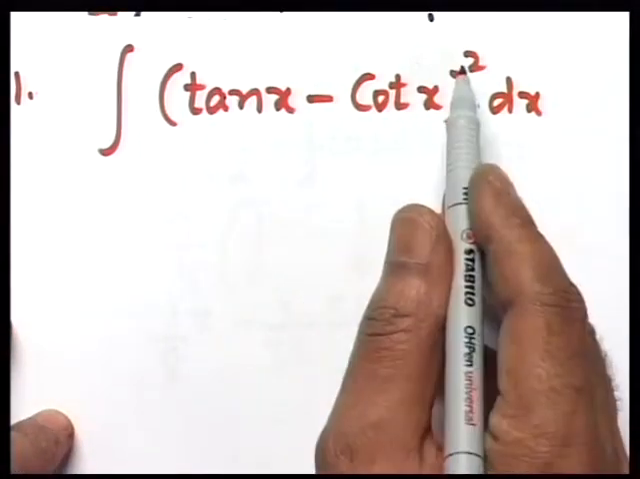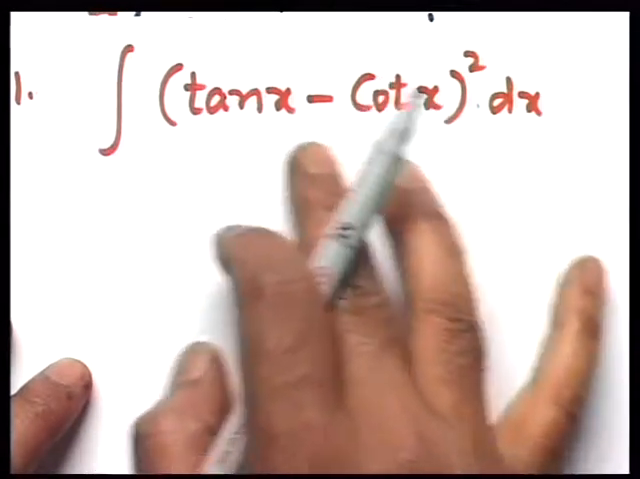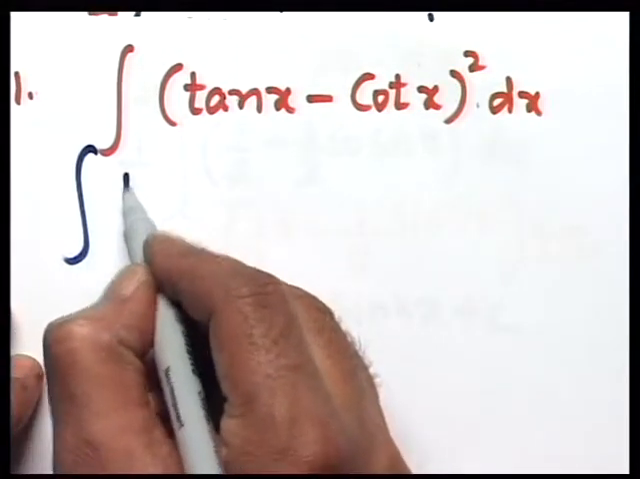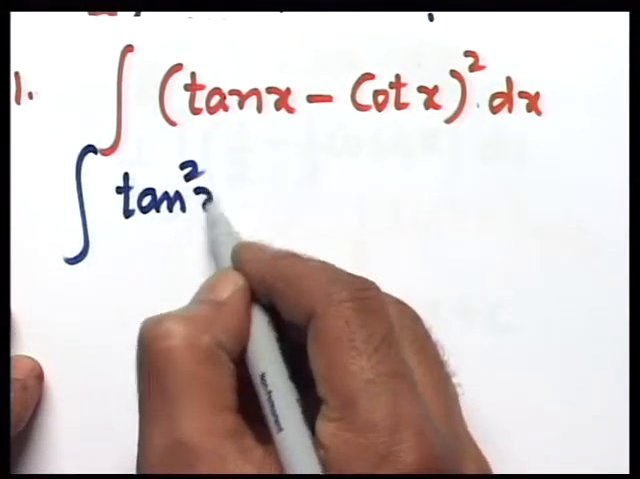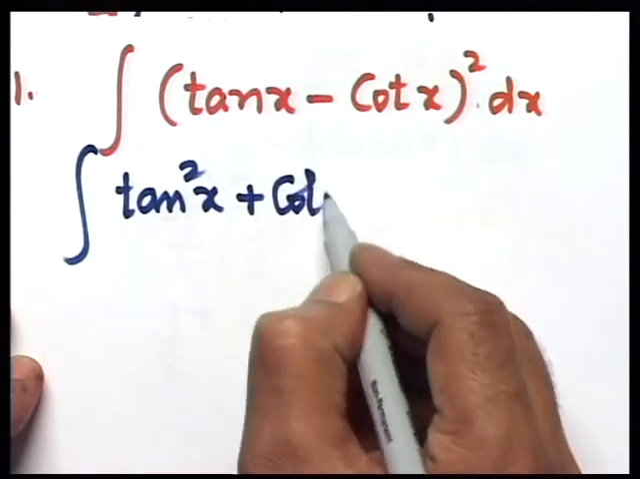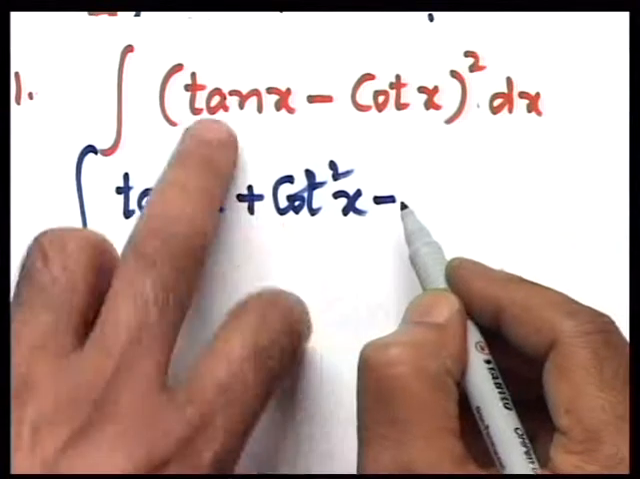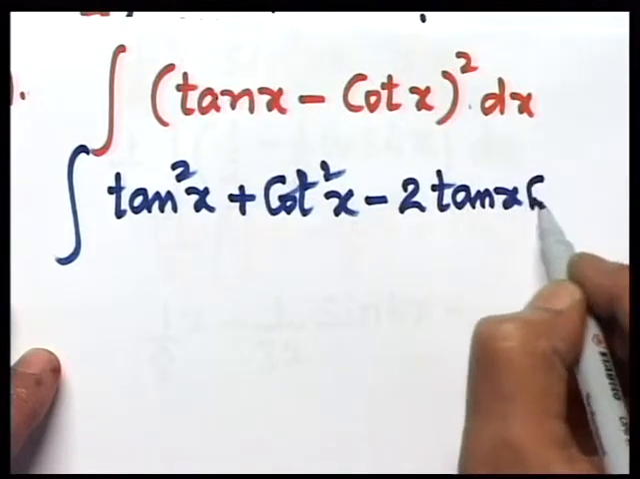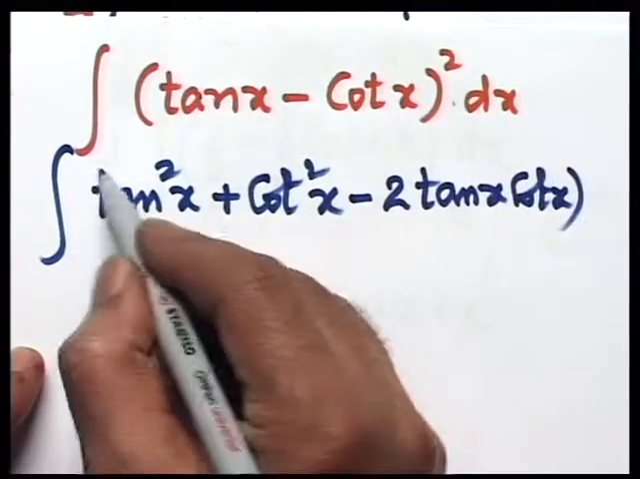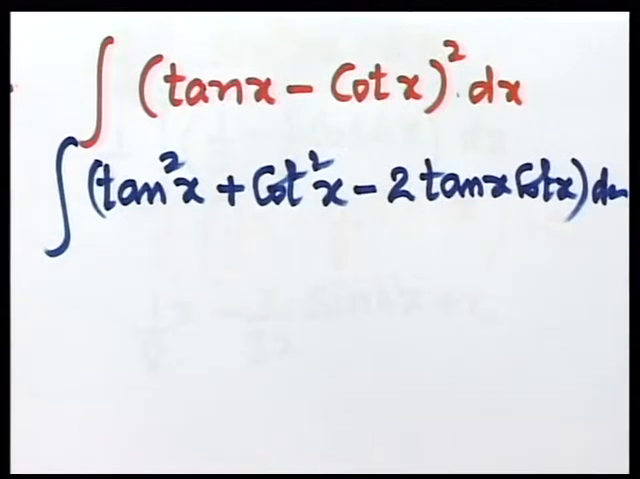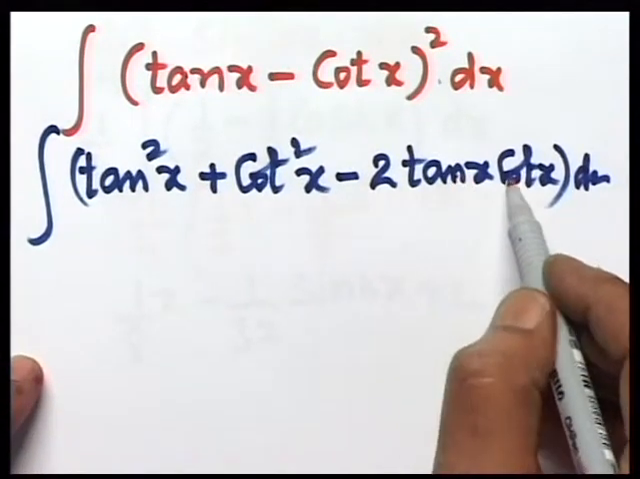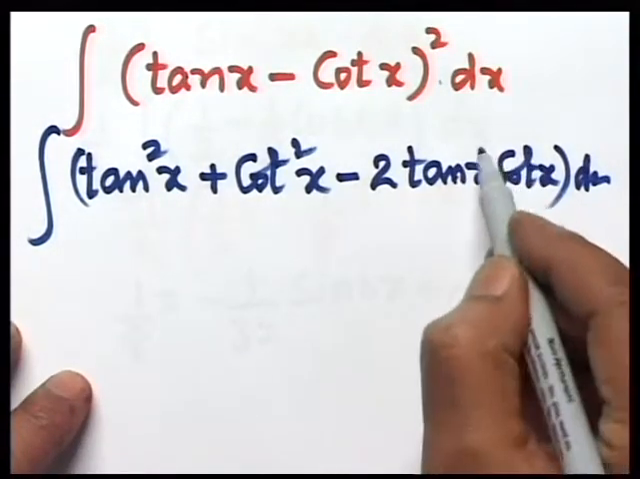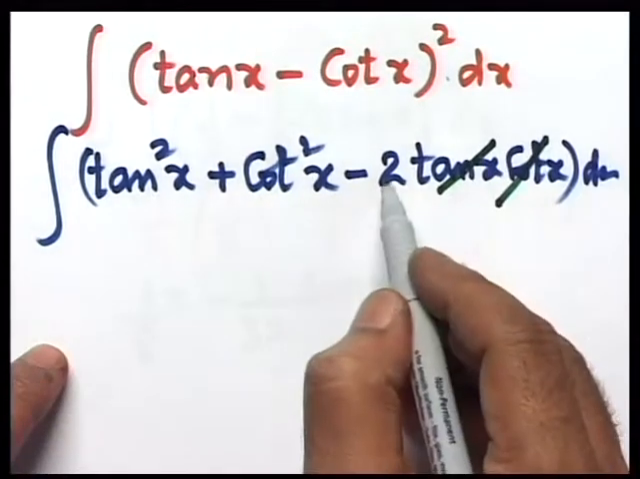Integration, I got a bracket and a square. There are two or three ways to do this. Let's just open the bracket and see what happens. So integration, and it's tan squared x plus cot squared x, right? So that's a squared plus b squared minus 2ab. So that's going to be 2 tan x cot x. And then the bracket is closed. There is a dx, right? We know tan theta times cot theta. Tan is sine over cos, right? And cot is cos over sine. So those two actually cancel out, and we get a 2.